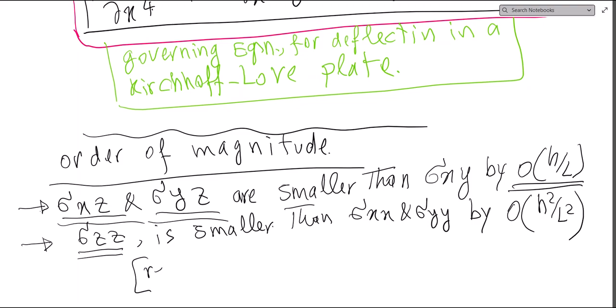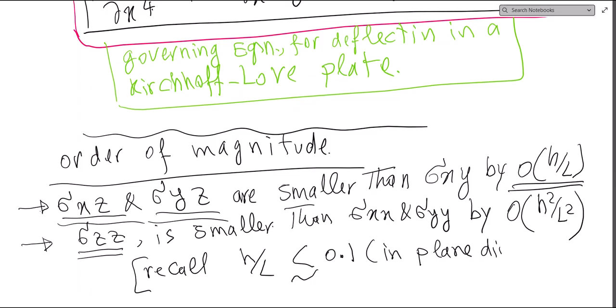And recall that for this theory to be valid, we need to have h over l less than or equal to approximately 10% of the in-plane dimension, right? So let's say if you have a plate of thickness of 3 centimeters, as I mentioned before, and your plate dimension is about 30 centimeters plus, you are good to go.